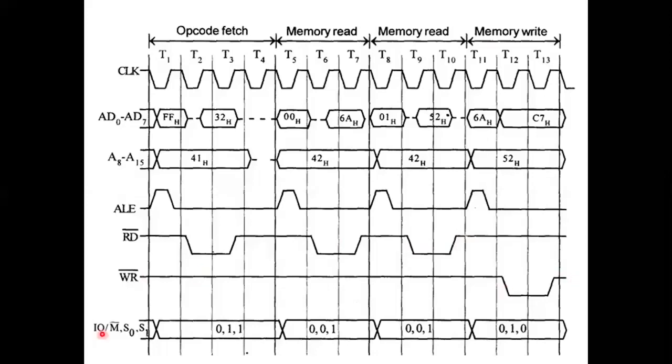Same as the input output signals. For opcode fetch it will be 0 1 1. For memory read it will be 0 0 1. For memory read again 0 0 1. For memory write it will be 0 1 0. This is written from the table. Okay, this is the concept.